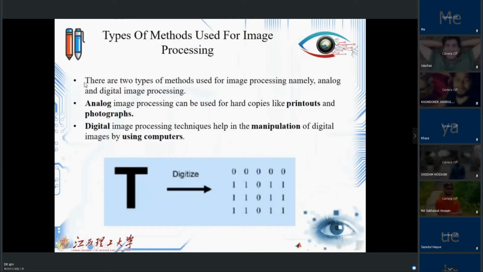We can have some types of methods used for image processing. There are two types. The first is analog image processing, which can be used for hard copies like printouts and photographs. And we can have the digital one, which we are going to use with the help of manipulation of digital images using the computer. You will see that with the help of this sample image, we digitize it or convert it into matrix form.